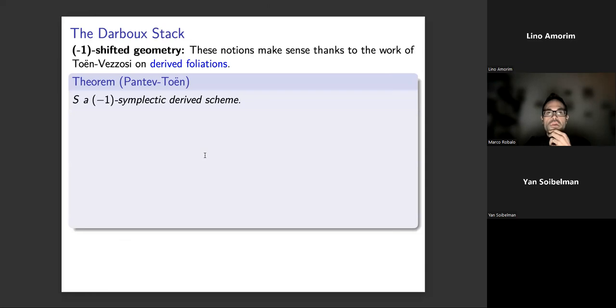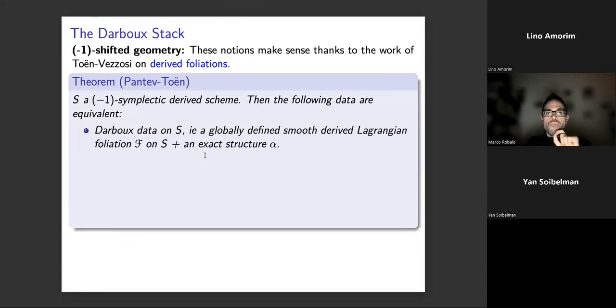And we have the following theorem due to Tony Pantev and Bertrand Toën that says the following thing. Let S be a -1 shifted symplectic scheme. Then the following types of data are equivalent. First, it's Darboux data, meaning exactly what I said before: a derived Lagrangian foliation on S plus an exact structure. I can define what a derived foliation is, and what it means to be derived Lagrangian. So there is a lot of information hidden in this phrase.